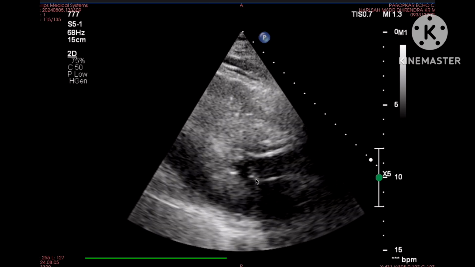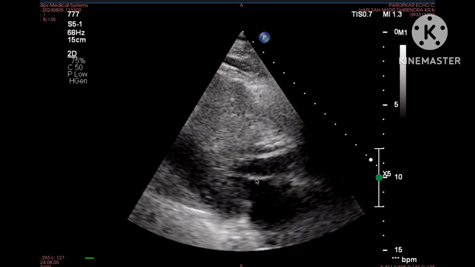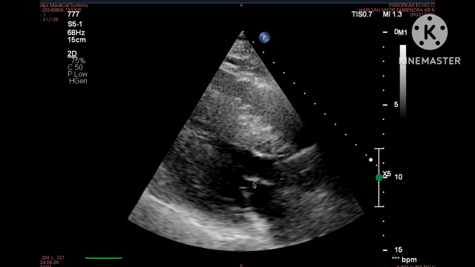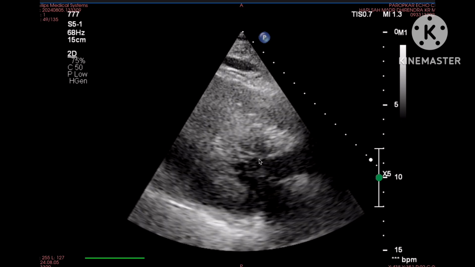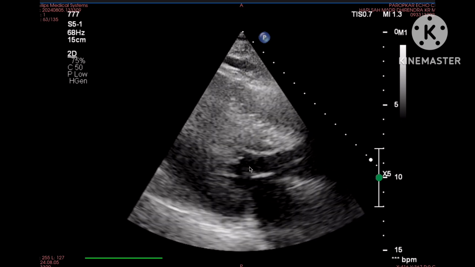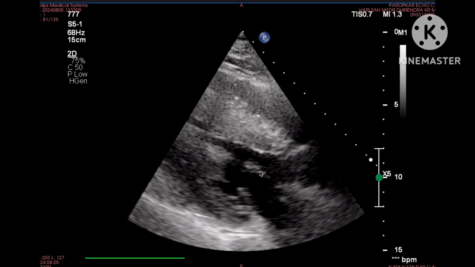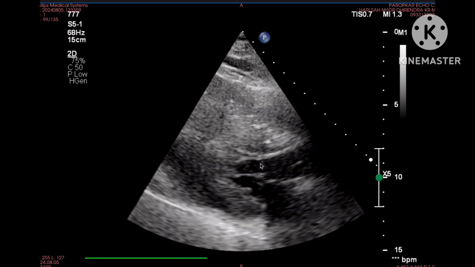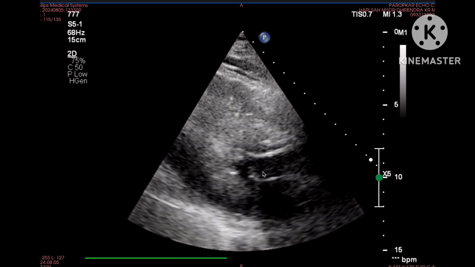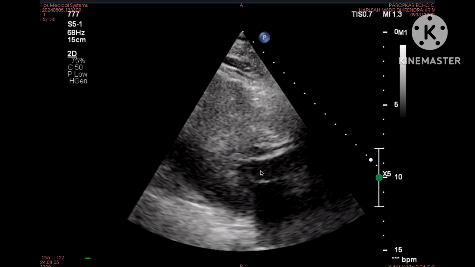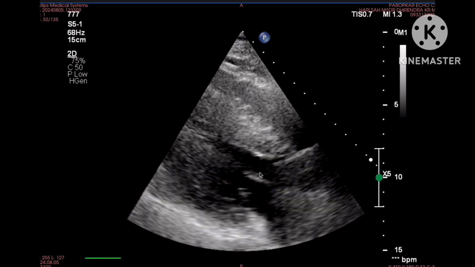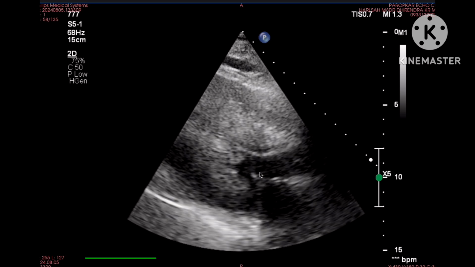Again, this is the parasternal long axis view. You can see when the mitral valve closes and then moves towards the interventricular septum. This anterior mitral leaflet after closing moves towards the interventricular septum. You see this. So this is called SAM, or systolic anterior motion of the anterior mitral leaflet.